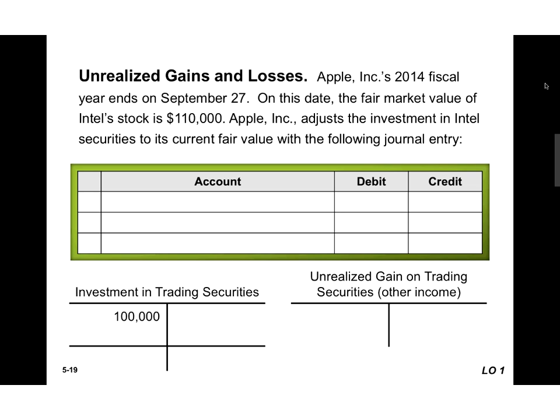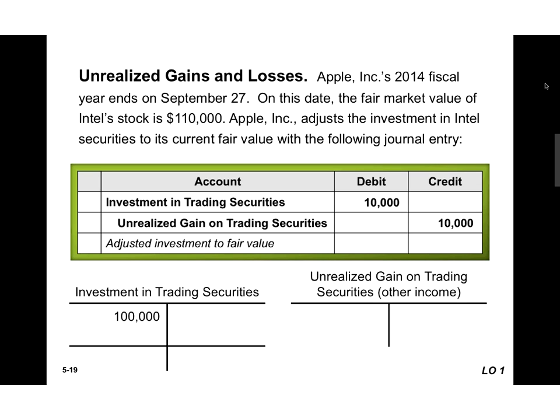So this is unrealized, number one, because they still own it. And number two, if we're looking at whether this is a gain or loss, we say, well, it's worth $110. We paid $100 for it, so we have an unrealized gain. So what we're going to do is have the $10,000, which is the difference between what Apple paid for the stock, $100,000, versus its current market value, $110,000. So $10,000 is the increase in investment in trading securities, and we're going to have an unrealized gain for the other side of this.